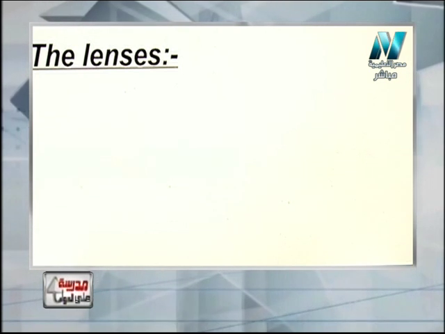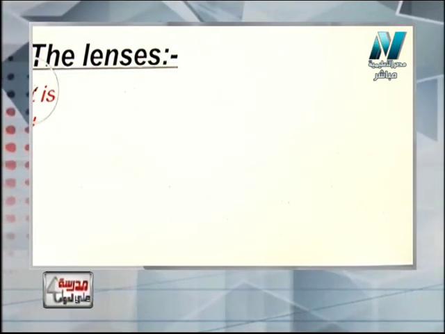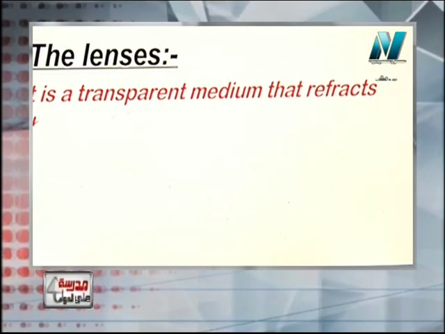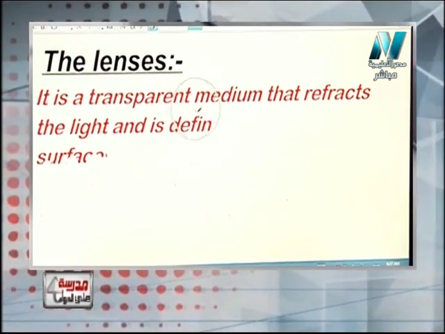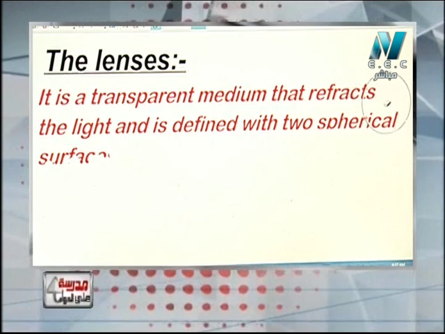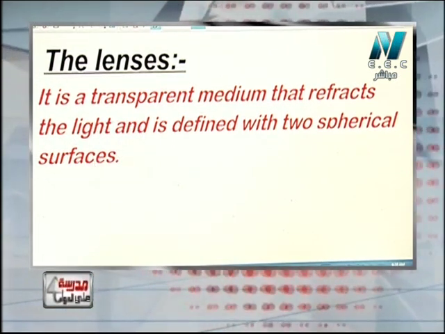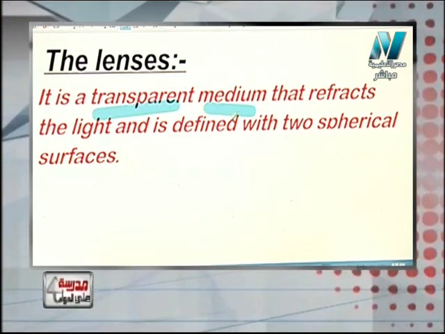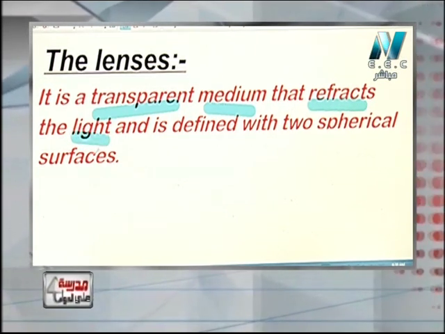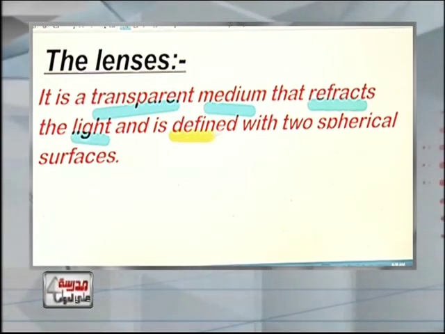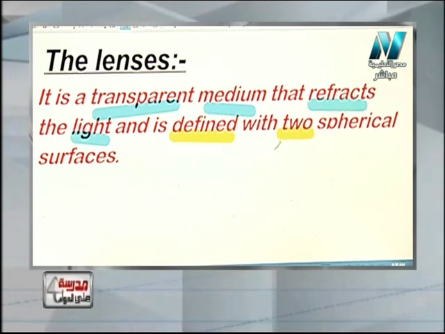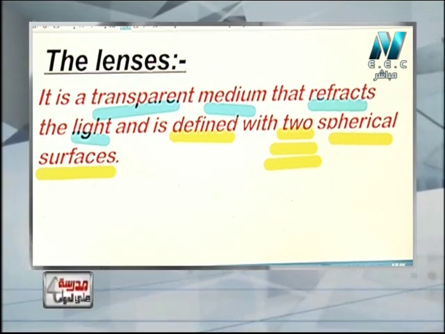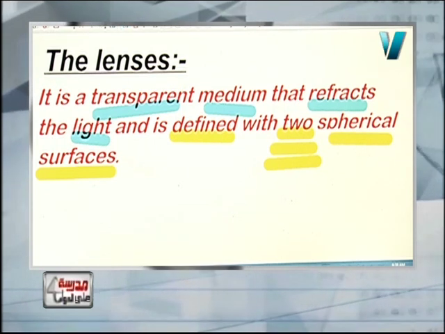Firstly, we will define lenses. It is a transparent medium, يعني حاجة شفافة, that refracts the light and is defined with two spherical surfaces. Again, we talk about lenses. A lens is a transparent medium. بتعمل ايه؟ It refracts the light and at the same time is defined with two spherical surfaces. So from this definition we know that any lens is made of two spheres, not only one sphere.